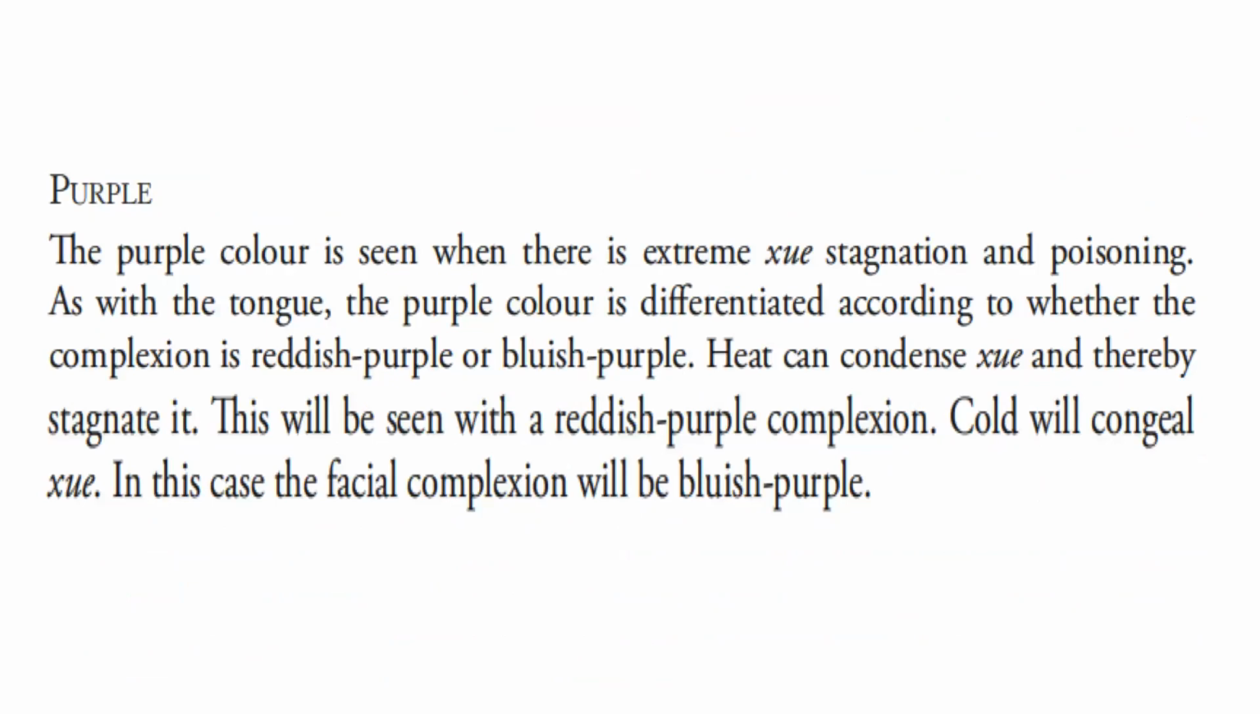Next, we have the purple color. The purple color is seen when there is extreme blood stagnation and poisoning. As with the tongue, the purple color is differentiated according to whether the complexion is reddish purple or bluish purple. Heat can condense blood and thereby stagnate it. This will be seen with a reddish purple complexion. Cold will congeal blood. In this case, facial complexion will be bluish purple.